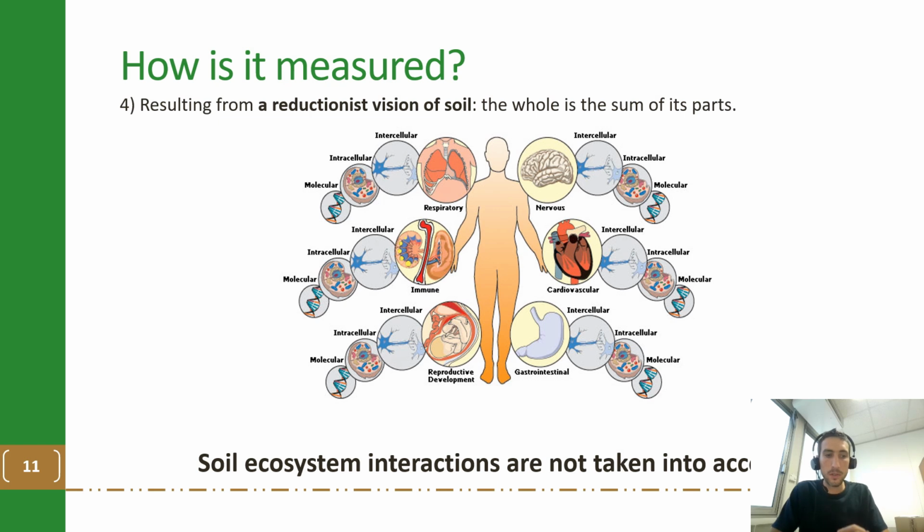Finally, all these measures are the result of a reductionist view of soil. By this I mean that the soil system is considered to be the sum of its parts. The various properties measured are put together to explain the system as a whole. But this way of thinking does not take into account the interactions that may exist between the living organisms in the soil and the physical complex that surrounds them. This is largely what differentiates soil quality from soil health.